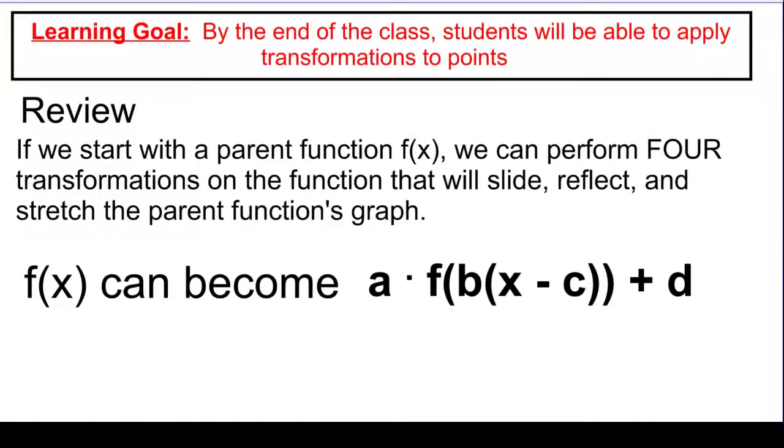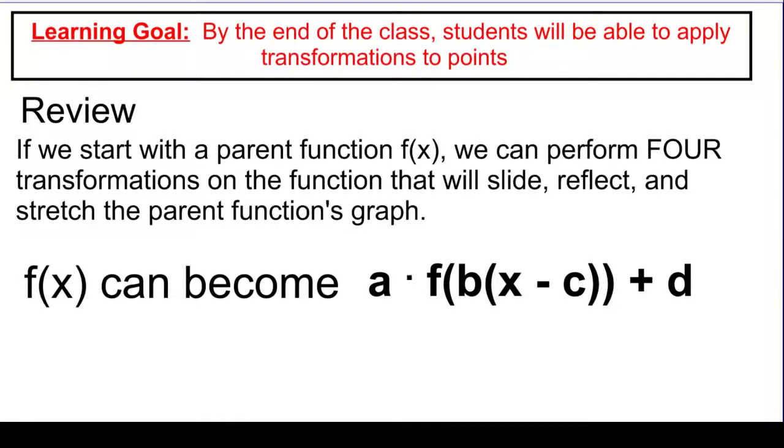Okay, so what we already know is that if we have some parent function, which we call f of x (we can call it whatever we want), there are 4 possible transformations, or 4 possible values that can transform the function using slides, reflections, and stretches on the parent function's graph. I have those 4 set up here, and again, we've talked about this. There's an a value that's being multiplied on the outside of the function, a b value that's being multiplied on the inside of the function, a c value that's being added or subtracted inside of the function, and a d value which is being added outside. So we can have any of those show up.